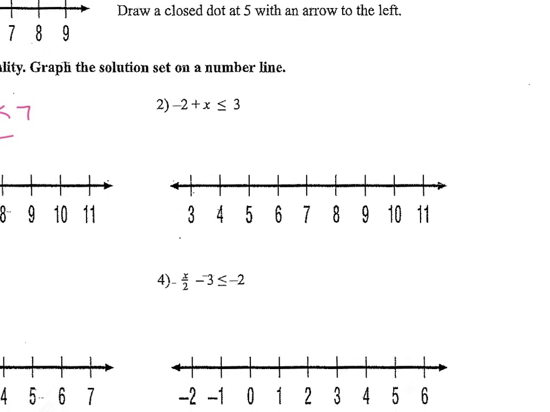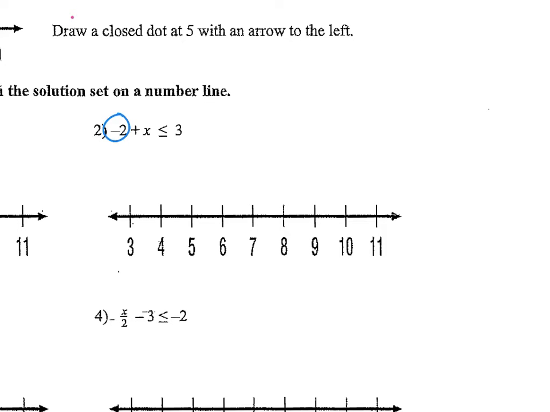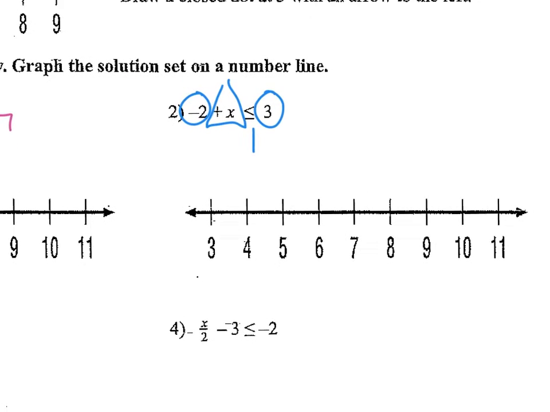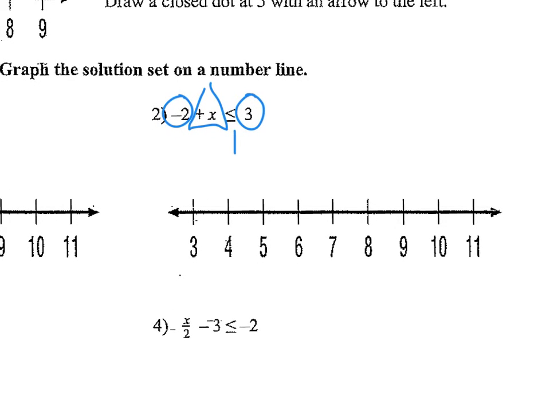Okay, number 2, I've got -2 plus x is less than or equal to 3. So this one's just a one step. What am I going to get rid of? What can I get rid of?